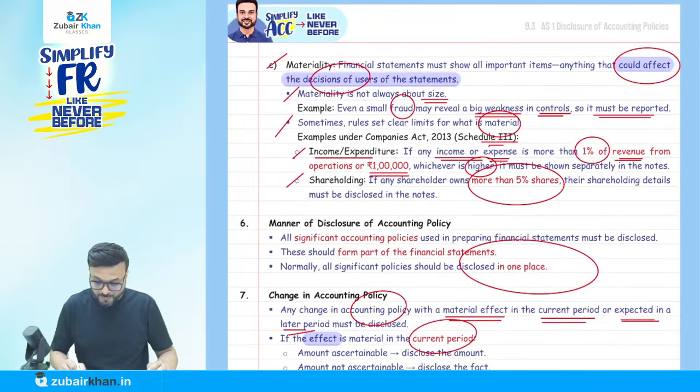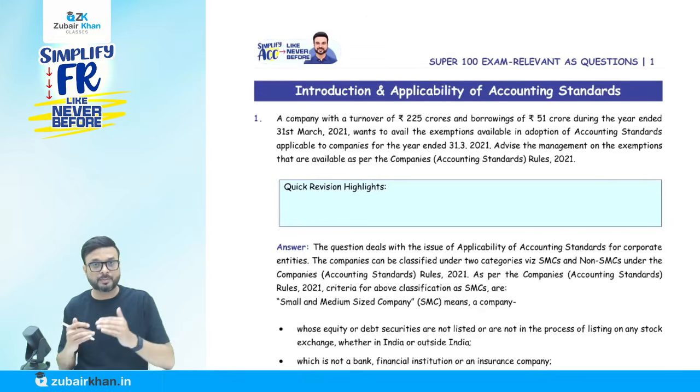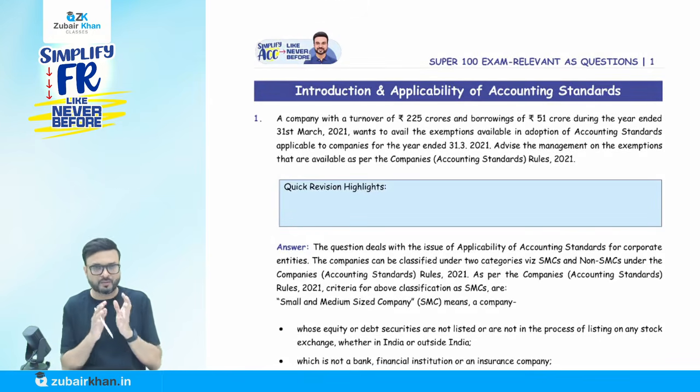Okay. Now we will come to the Super 100 questions, but remember that I will start with question number 8, because questions 1 to 7 are on the applicability of the accounting standards framework.